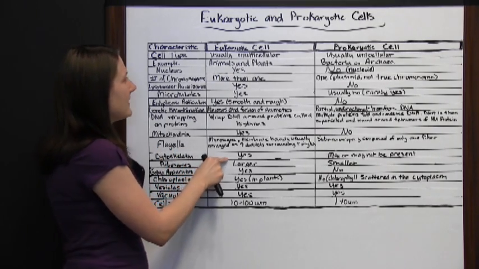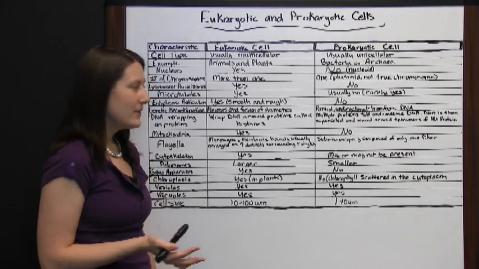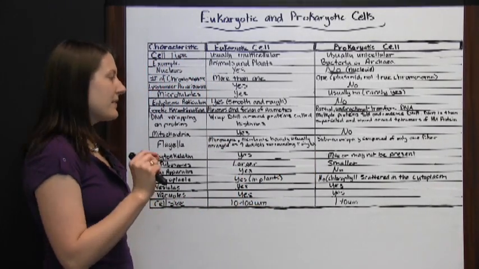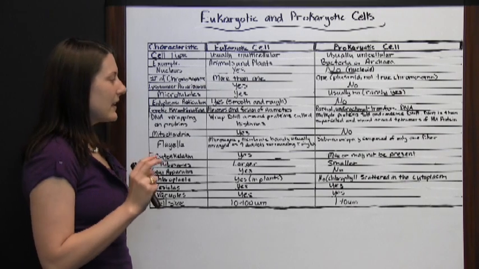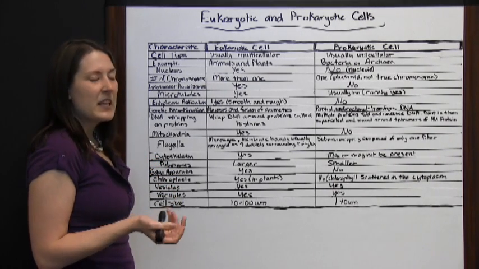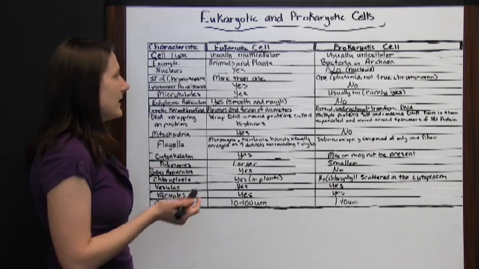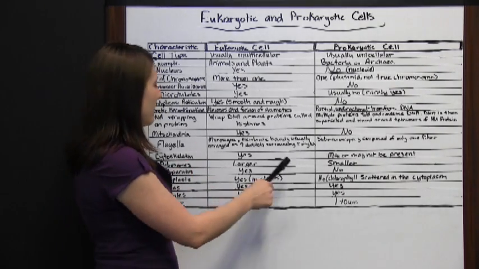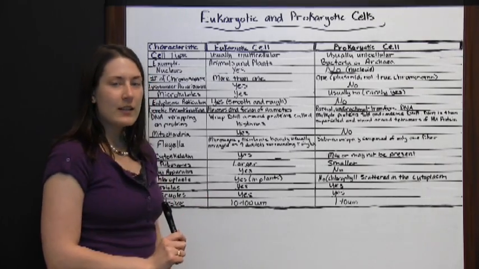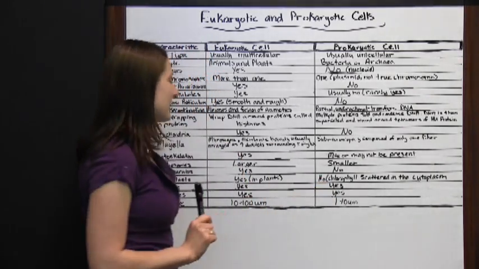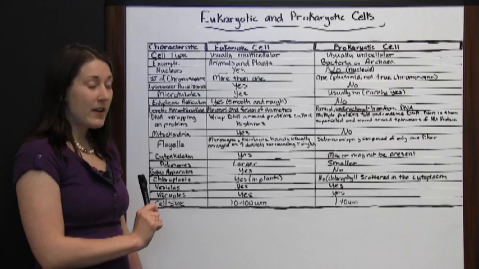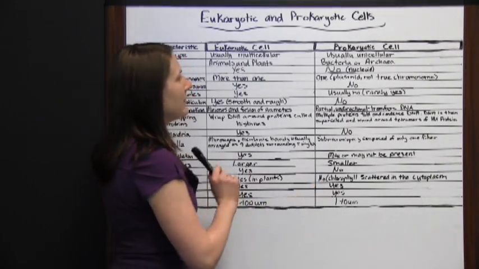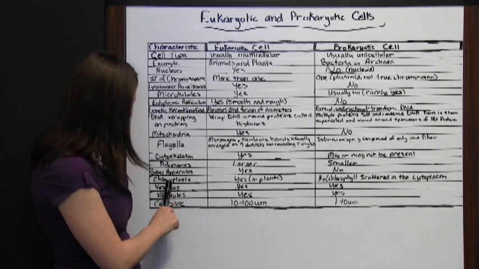Cytoskeleton. Yes, the eukaryotic cell has a defined cytoskeleton. With prokaryotic cells, it may or may not be present. You may have some little bits that give it a skeletal shape, but usually there's not much cytoskeleton in a prokaryotic cell. Ribosomes are going to be present in both. They're going to be larger in the eukaryotic cells and smaller in the prokaryotic cells. The Golgi apparatus will be present in the eukaryotic cell and absent in the prokaryotic cell.